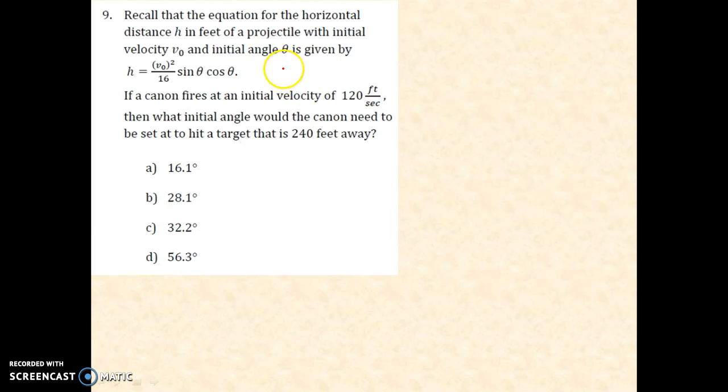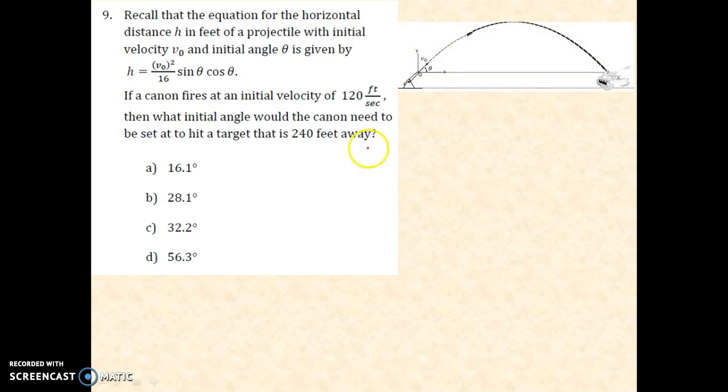So number 9 is talking about shooting a projectile a horizontal distance of h. And they give us our formula here. And so the picture would look kind of like this. You're shooting at your initial velocity at this initial angle, and it's going to go up in the air, and it's going to fall down, and it's going to hit your target. And this is your h, your horizontal distance from the place where you shoot to the place where you hit.